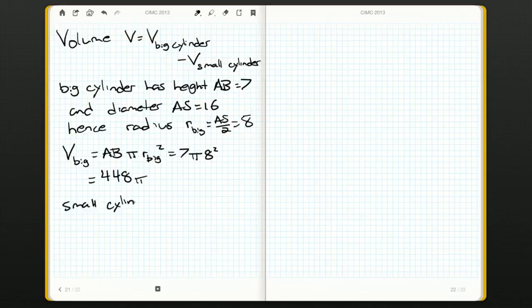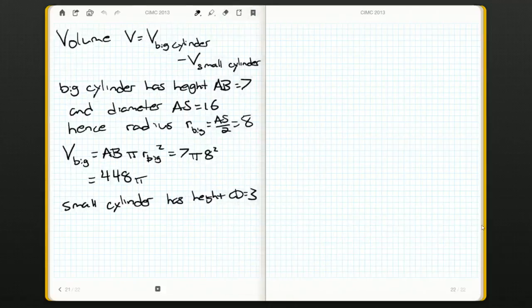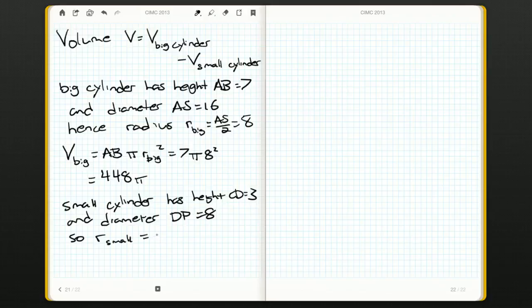How about the small cylinder? So the height CD, I believe, was 4, but let's just go back and double check. CD was 3. All right, fantastic. We have to make sure we don't do a bad calculation. And the diameter of DP, which is 8. I do remember that. So the small radius is 8 divided by 2, which is 4. So 3 pi 4 squared, and that is 3 times 16, which is 48 pi.